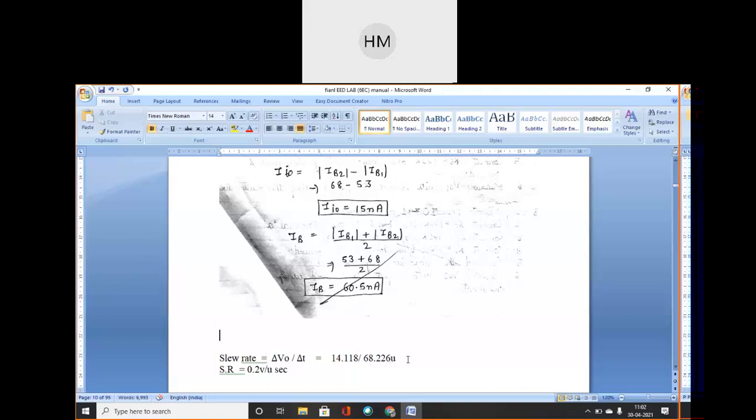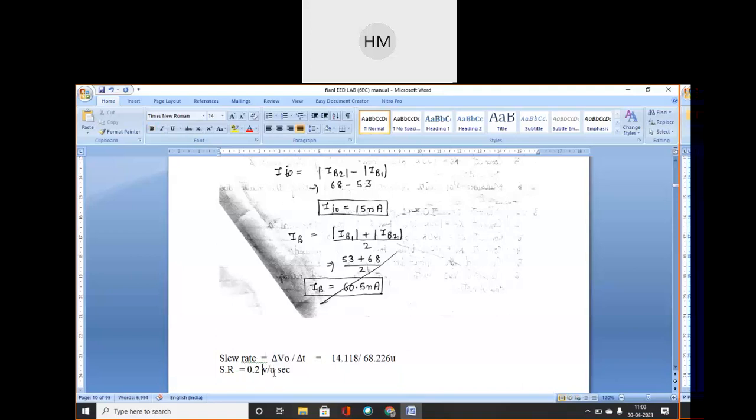And then I will calculate the slew rate. That is coming out to be 0.2 volts per microsecond. This is the standard unit which you always have to follow, because it may happen that you won't get it in micro. So what you will do, you will convert this value so that your answer is in volts per microsecond.